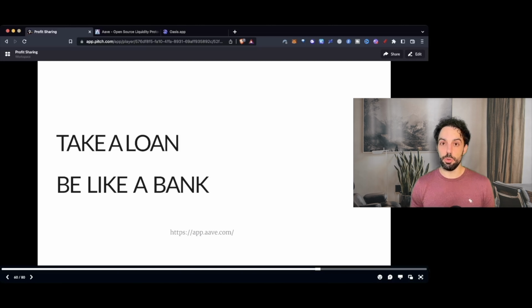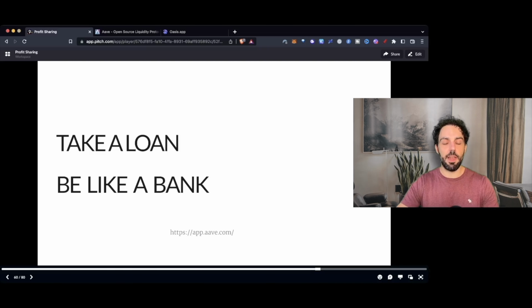On the other side, being like a bank simply means that if usually only banks were able to earn interest by lending money to someone else, in this case, you can become exactly like a bank and you can start receiving this kind of interest.